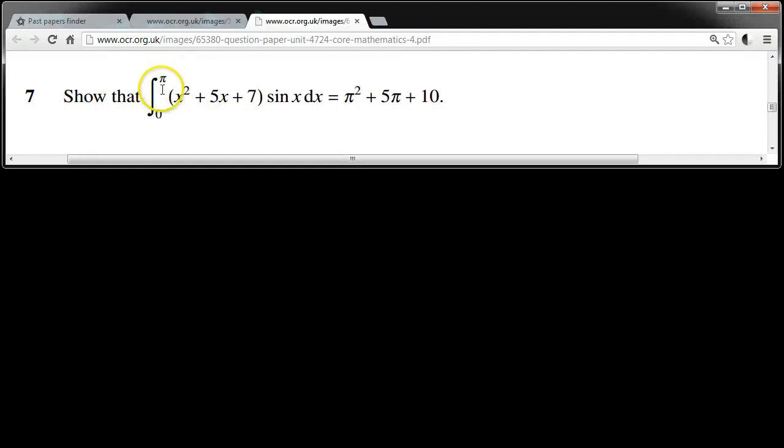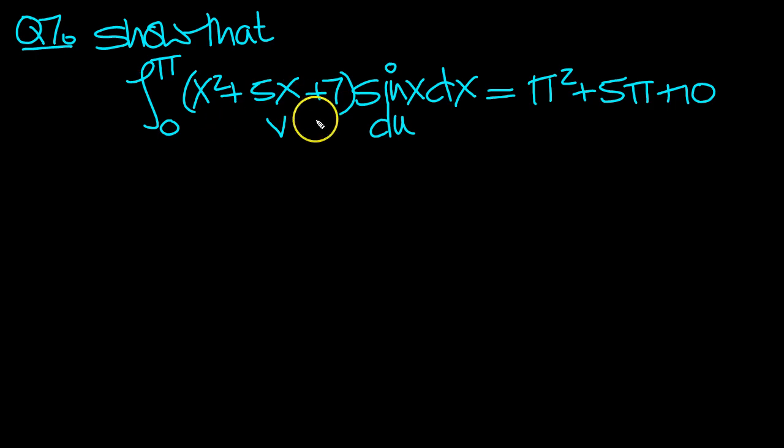Show that the integral between 0 and pi of this integrand is equal to pi squared plus 5 pi plus 10. So I've got the question summarized here. I've also mentioned its parts. It's clear that its parts, this will be v and this is du.